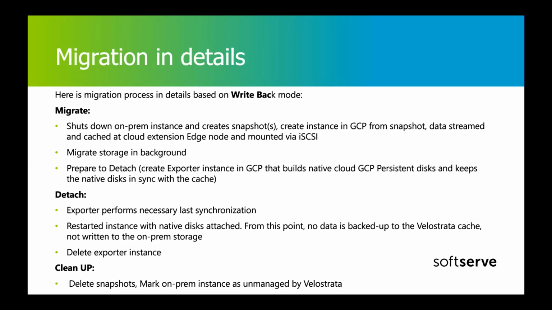The next step is detach. Here, as we have write back mode, the exporter performs the last synchronization and attaches the native disk to the instance. Here you can change the machine type, and it writes back the changes to on-premise storage. After that, it deletes the exporter. And the last step, cleanup, as I mentioned before, deletes temporary files and marks the instance as unmanaged.